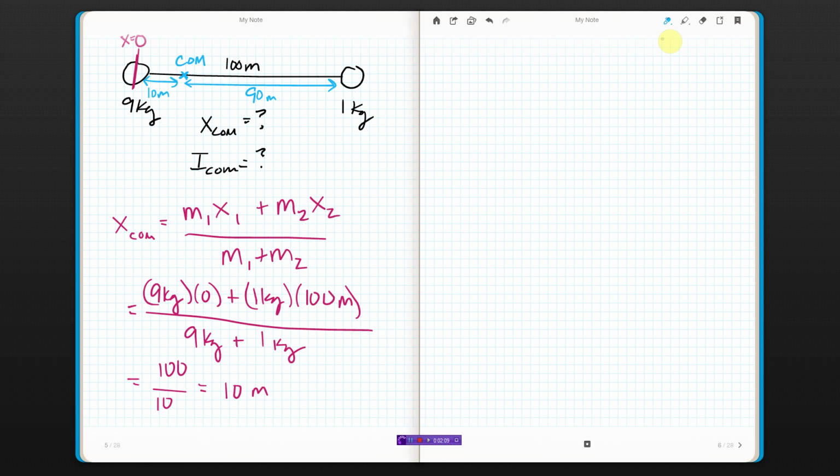And we're going to need that because for part 2, we need the moment of inertia for point particles, which is the sum of all their masses times all their distances from the pivot point squared. So in this case, we're going to have m1r1 squared plus m2r2 squared. Okay, m1 is 9 kilograms, and it is 10 meters away from the pivot because the pivot is the center of mass. m2 is 1 kilogram.